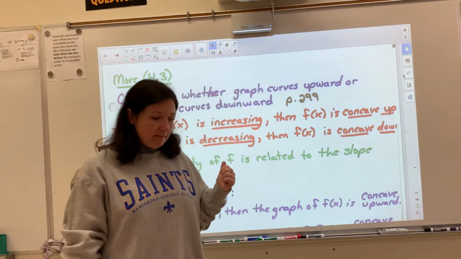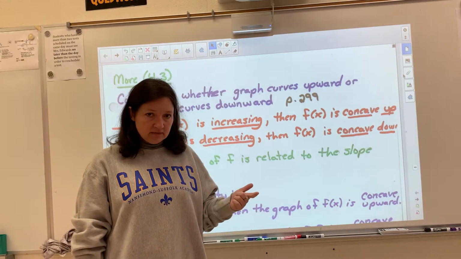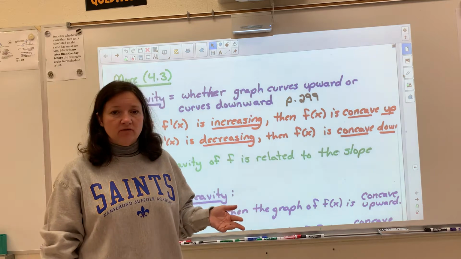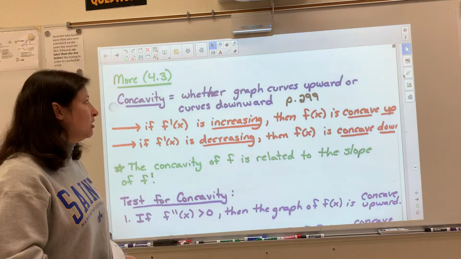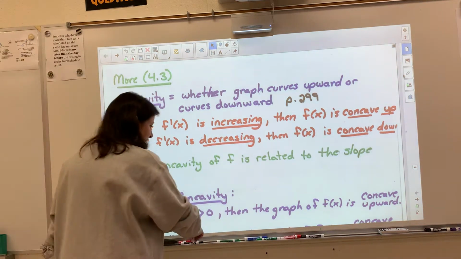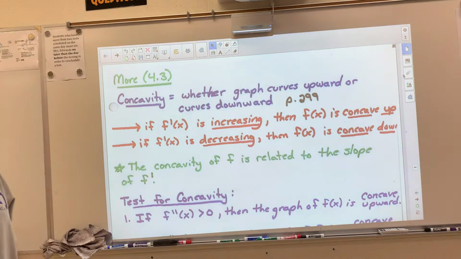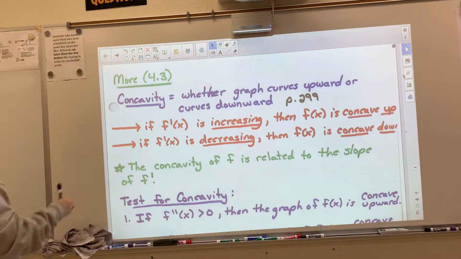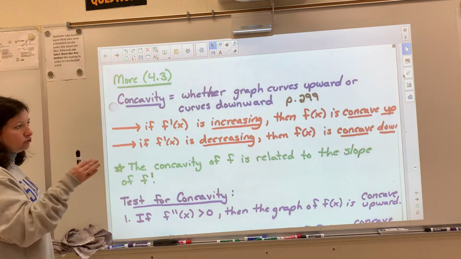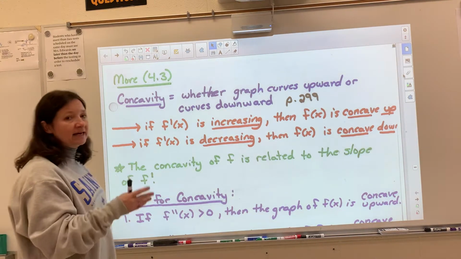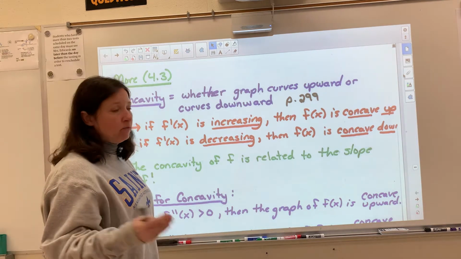Last night was about maximums and minimums, and increasing and decreasing intervals. And today we're going to talk about something called concavity. Now the concavity of a graph is whether or not a graph curves upward or curves downward. And on page 299 you can look at some pictures where they're showing you things that are concave up and concave down. So you might want to look at that at home.